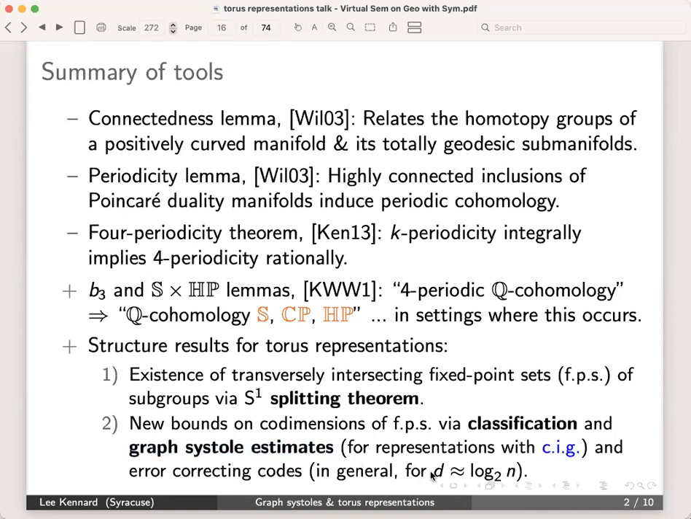In the general case, where the D is a logarithm of n, we go back to thinking about involutions. This idea was introduced in Wilking's paper. So you think about this as an error correcting code, and believe it or not, we're still learning things about these in this dimension range for the representations.